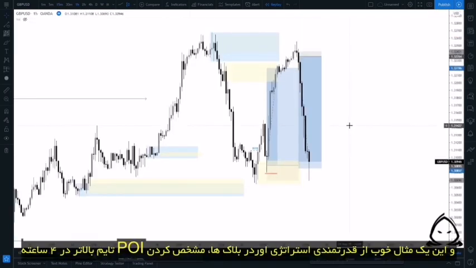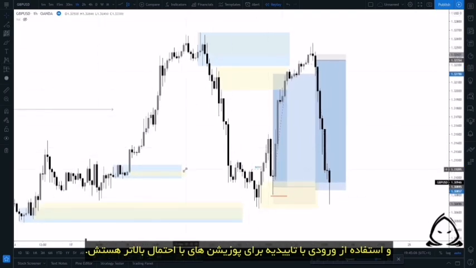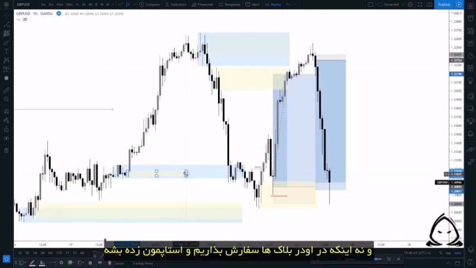And this is a really great example of the power of the strategy using order blocks, identifying higher time frame points of interest on the 4-hour, and then using confirmation entries to look for high probability entries rather than just setting orders on order blocks and getting tagged in and out.